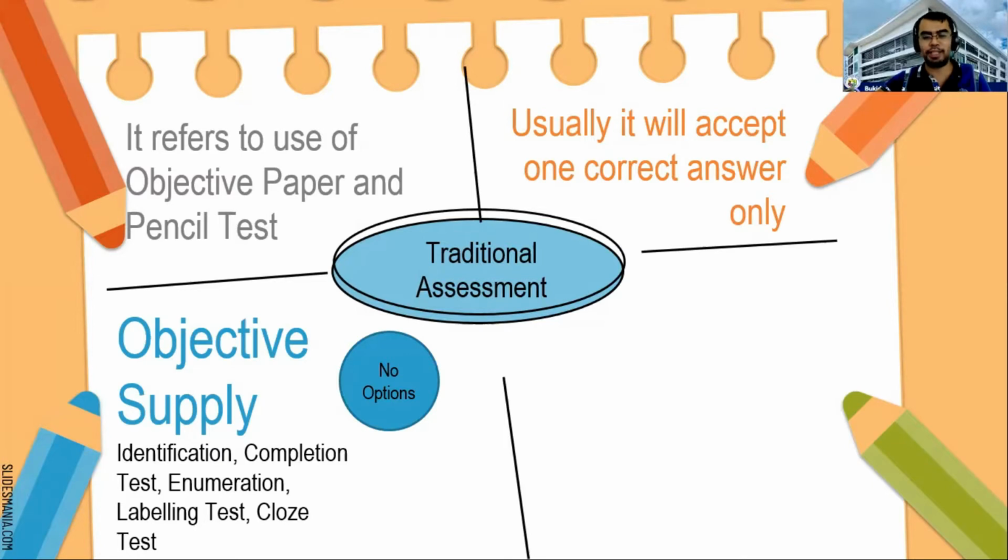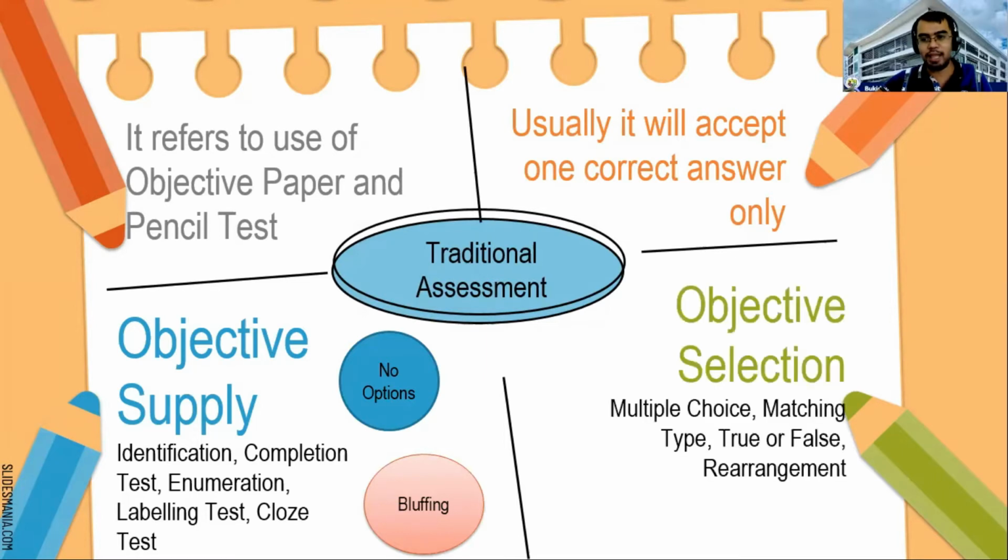One problem of this objective supply is bluffing. If they don't know what is the correct answer, they might write the name of their classmates or the name of their uncle, the name of their neighbor, the name of their dog.